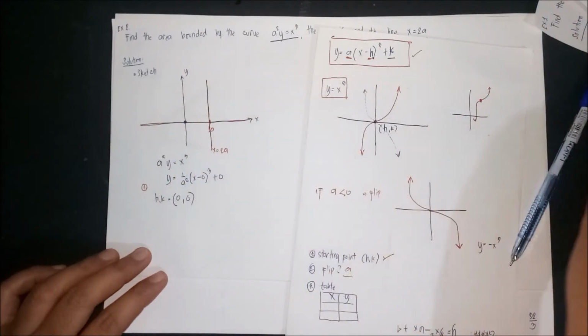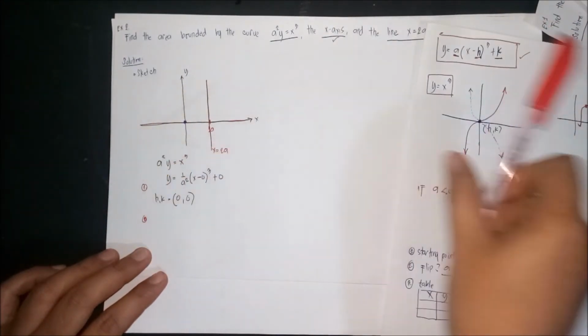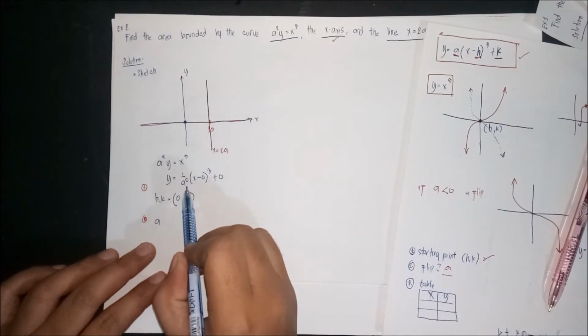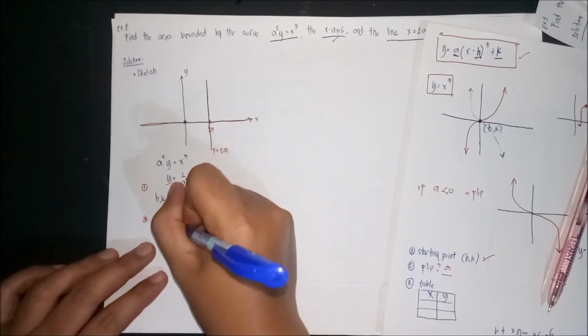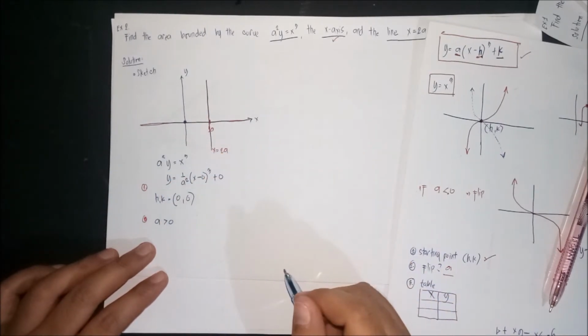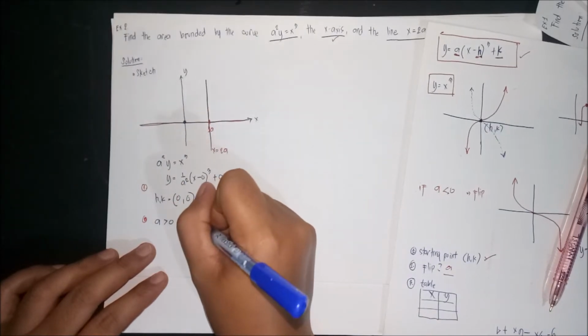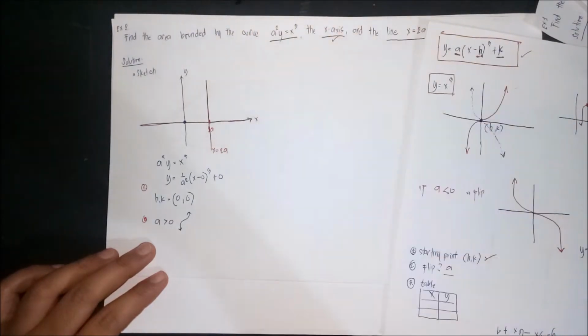Okay? So, let's look at a. Number 2, a would be, what is the value of our a? This one. Is this positive or negative? This one is positive, so a is greater than 0. When a is greater than 0, it looks like this. Okay? So, let's graph it now.